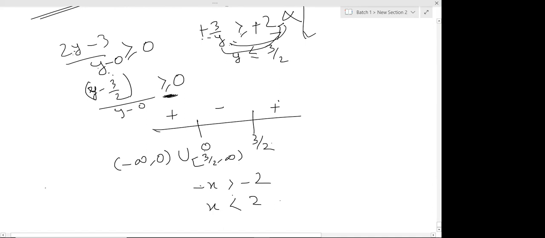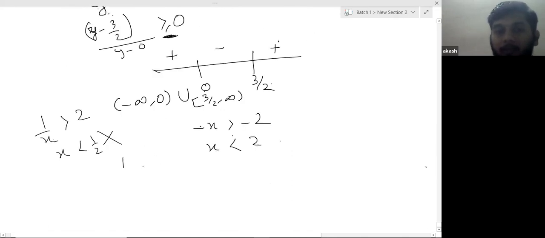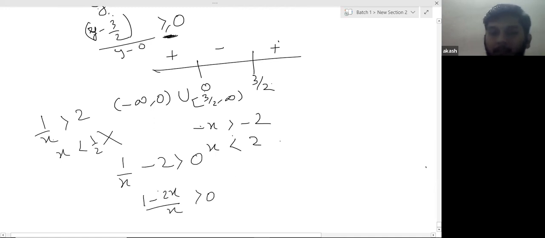And another thing, when you cross multiplied, you can never cross multiply a variable in an inequality. If you have 1 upon x is greater than 2, you cannot do this: x is less than 1 upon 2. No, this is wrong. What you have to do is 1 upon x minus 2 is greater than 0. Take LCM: 1 minus 2x upon x is greater than 0. Now again factorize, use the wavy curve method. Then you will have your answer.